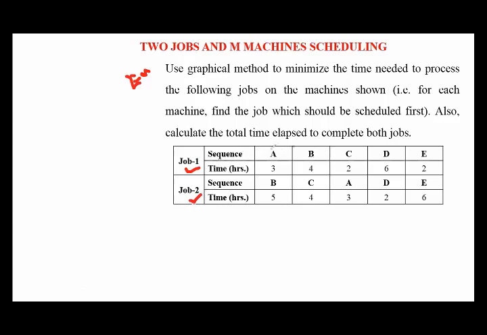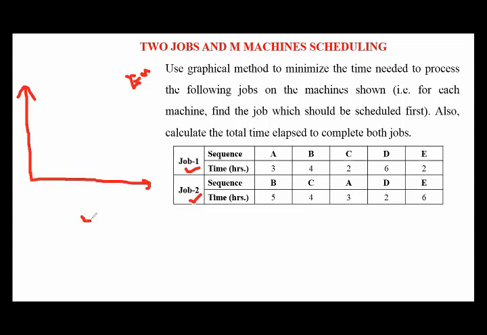The sequence of job 1 is A, B, C, D, E. Here A, B, C, D, E are called the machines. And for job 2 they also mentioned a special sequence: B, C, A, D, E. And for every job they mentioned the process times also. So simply we are going to construct the graph for job 1 and job 2.